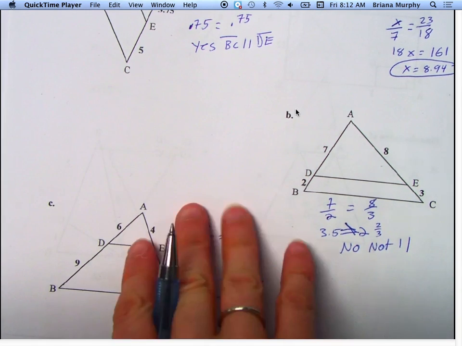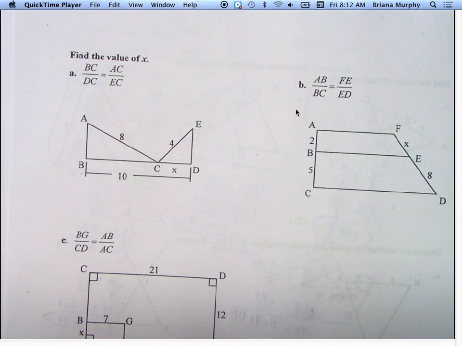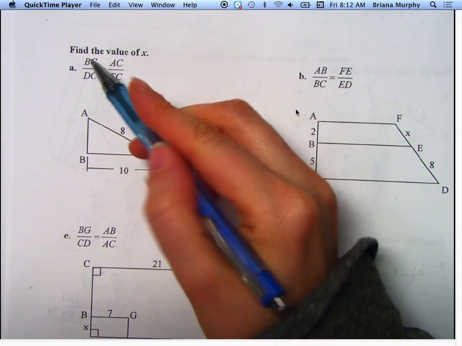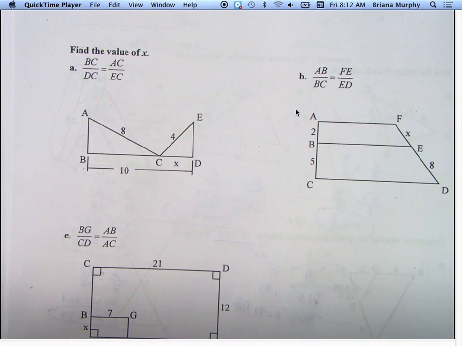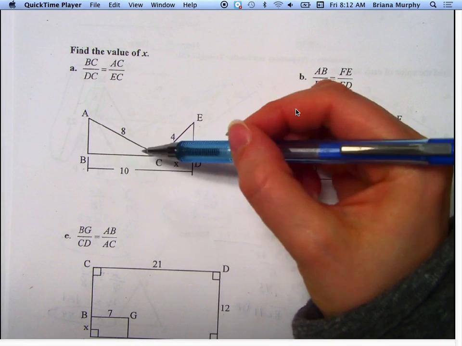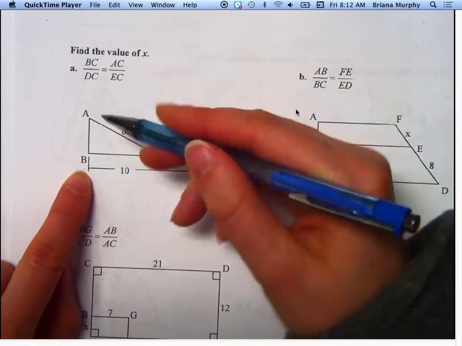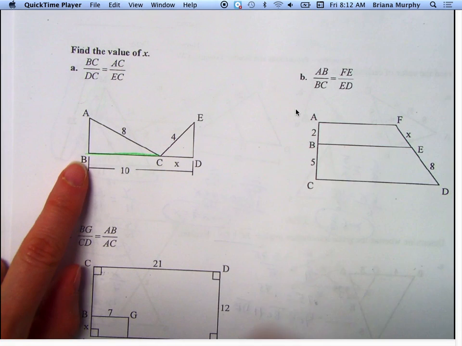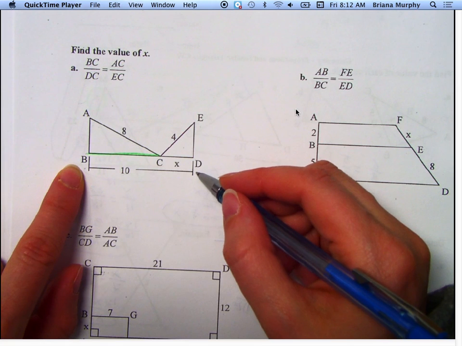Alright, let's turn it over. These are situated a little bit differently, but we're still going to try to figure out what x equals. Luckily, I give you the letters right here, so you just have to fill them in with the number or letter that goes with it. Now let's look at B to C. B to C is just this length right here. I have that the whole length is 10 and that C to D is x. So what would BC be?